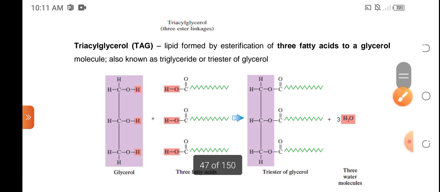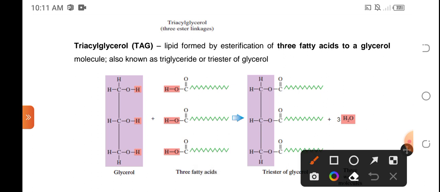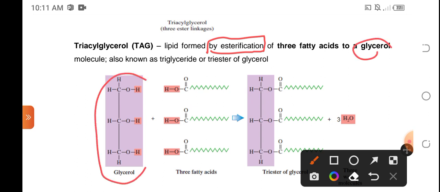So triacylglycerol is a lipid formed by esterification. This is its process. Esterification happens when a glycerol, so this is a glycerol, reacts with 3 fatty acids. These are our three fatty acids. Okay, so triacylglycerol, as we said earlier, is also known as triglyceride or the triester of glycerol.